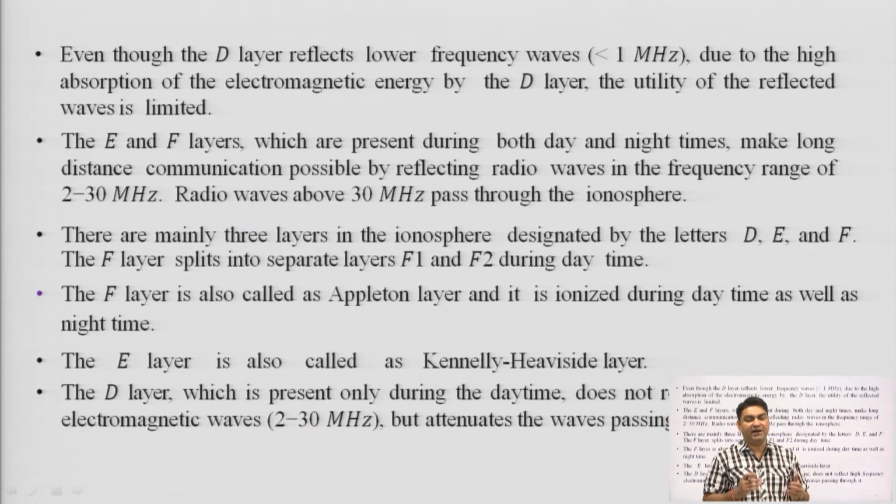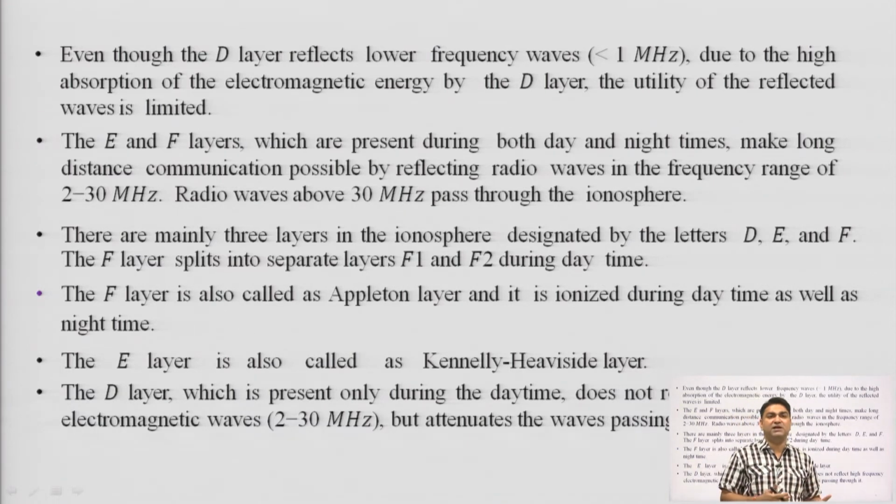The E and F layers are present during both day and night time. One important thing is that the D layer exists only during the daytime. At night its electron density is so much less that it vanishes, and it has no consideration during the night time because of its very low ionic density. It is completely vanished during night.